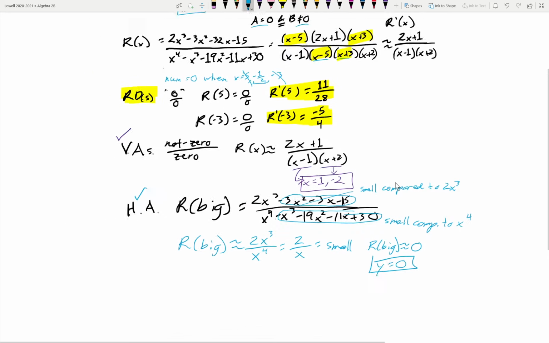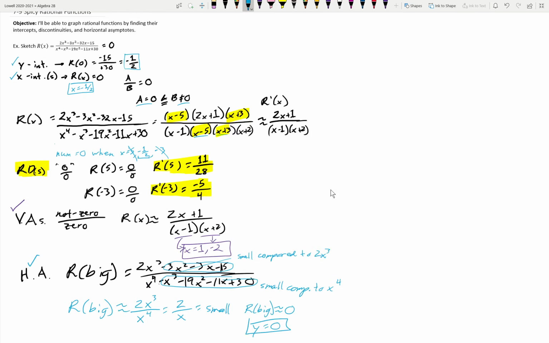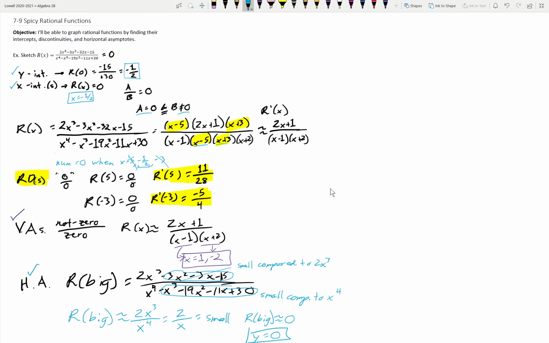Okay, so that is all the components. In the next video, we're going to take these components and actually use them to help sketch the actual graph.